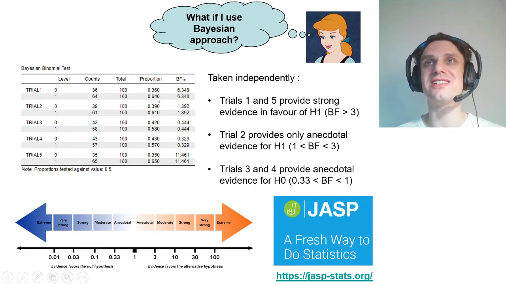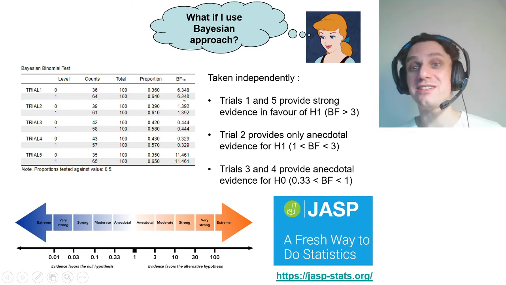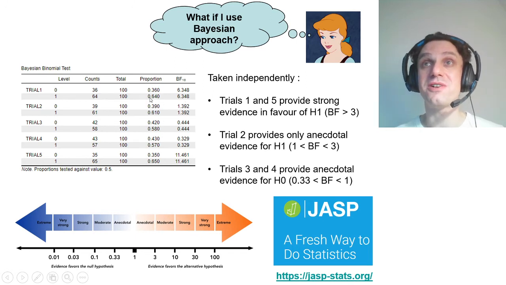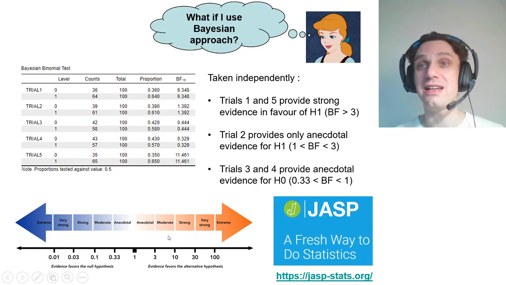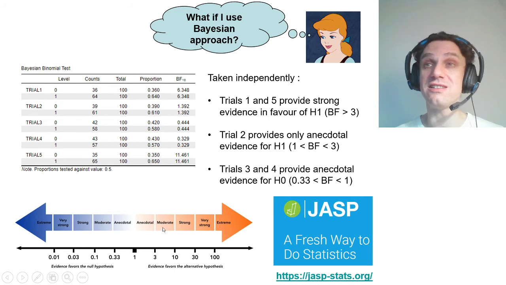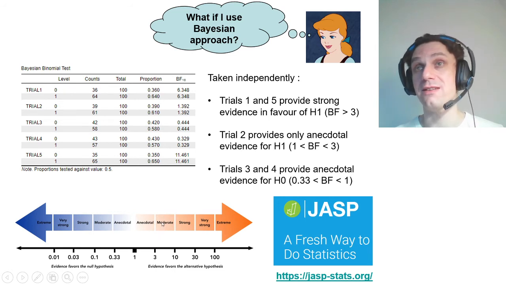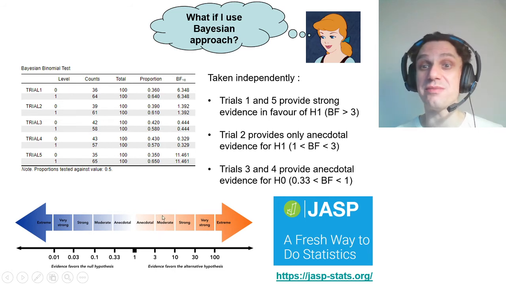So for each of these trials, the proportion of white grains results in a Bayes factor. For example, the first trial, the Bayes factor is 6.3, and it's a moderate evidence in favor of H1. So H1 is 6.3 times more likely than H0 based on this proportion.